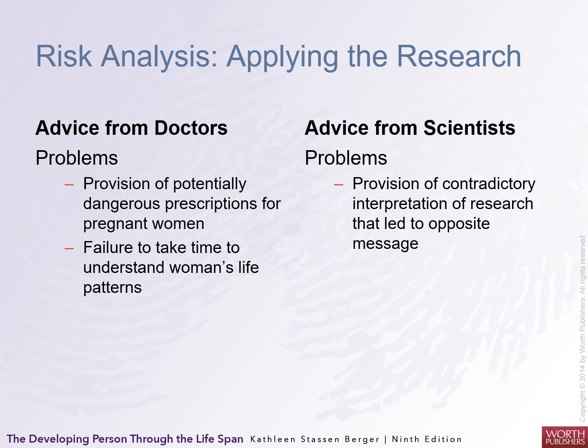Risk analysis is also tied to what research shows. So sometimes there's advice from scientists that differs from advice from doctors. The advice from doctors is a provision of potentially dangerous prescriptions to pregnant women and failure to take time to understand a woman's life patterns. That could be a risk, whereas with scientists, on the other hand, it's the provision of contradictory interpretation of research that leads to opposite messages. So this involves the potential mother being aware of some of these controversies and having to make some of the decisions for themselves as well.